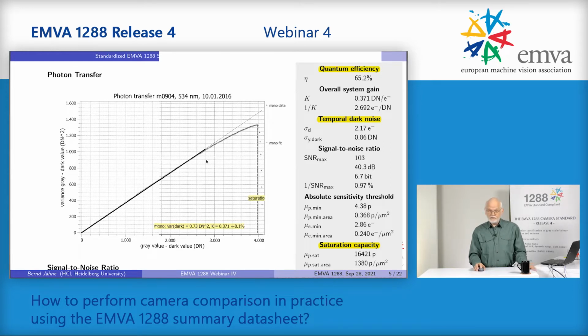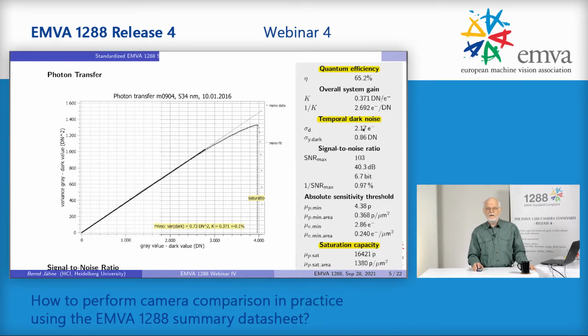Because out of the phototransfer curve, you basically estimate the overall system gain, which is shown here on the right in two figures: in DN per electron and in electrons per DN, so just the inverse. And if we add the characteristic curve, we can of course also get the quantum efficiency. That is this linear model. So these two parameters, quantum efficiency and overall system gain, are two of the three parameters of a linear EMVA 1288 camera model.